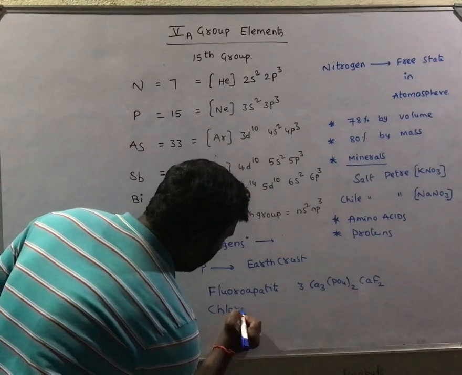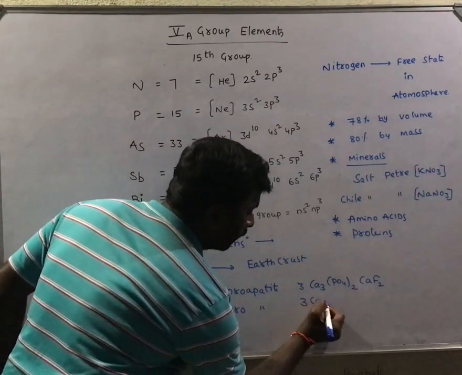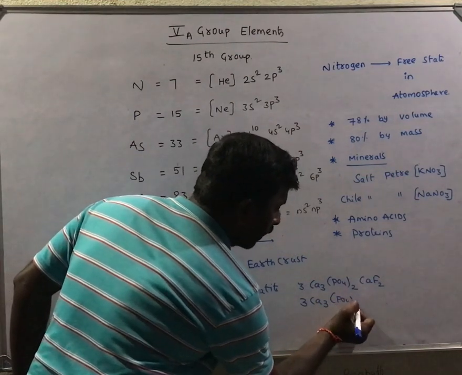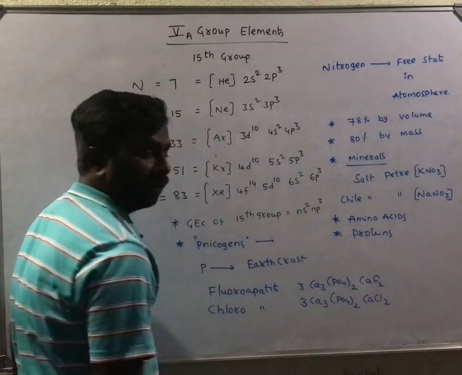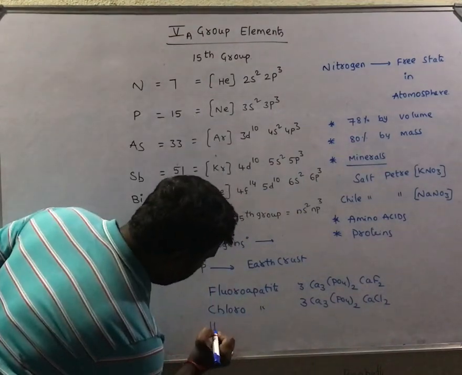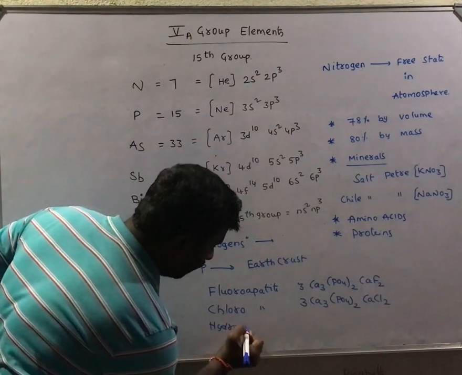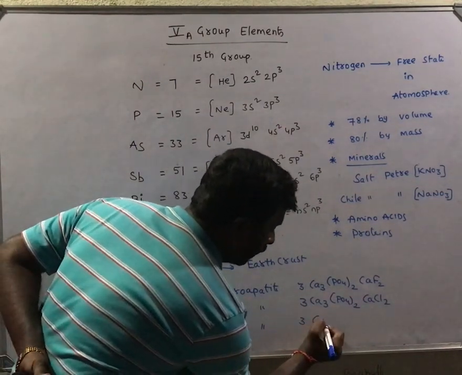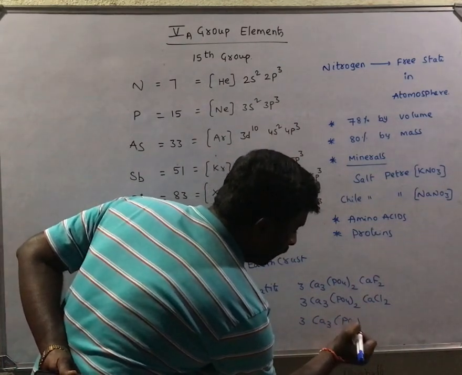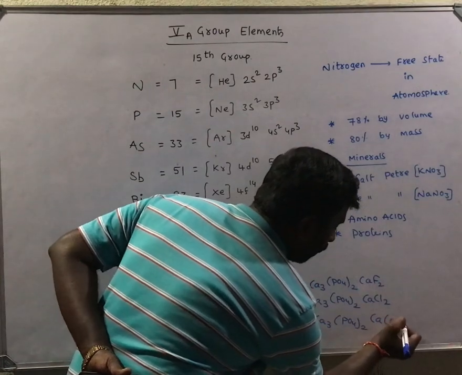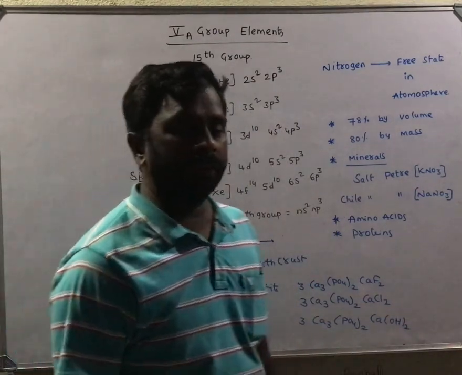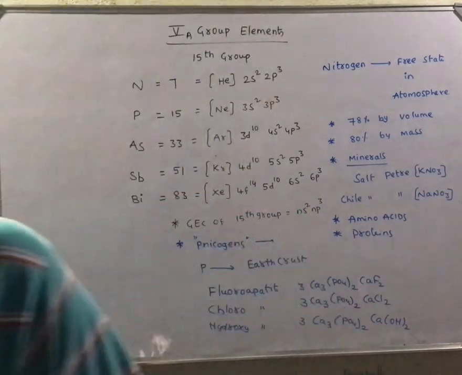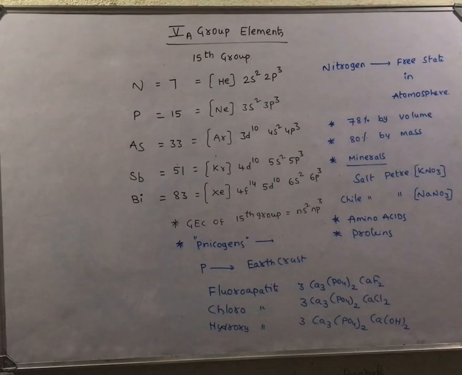Here chloroapatite, the formula is 3Ca3(PO4)2·CaCl2. Then hydroxyapatite, its molecular formula is 3Ca3(PO4)2·Ca(OH)2. Phosphorus is the 11th most abundant element in the universe.